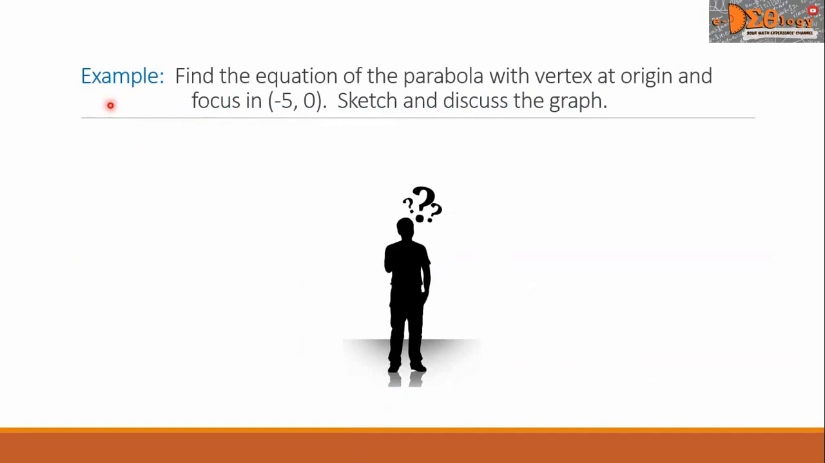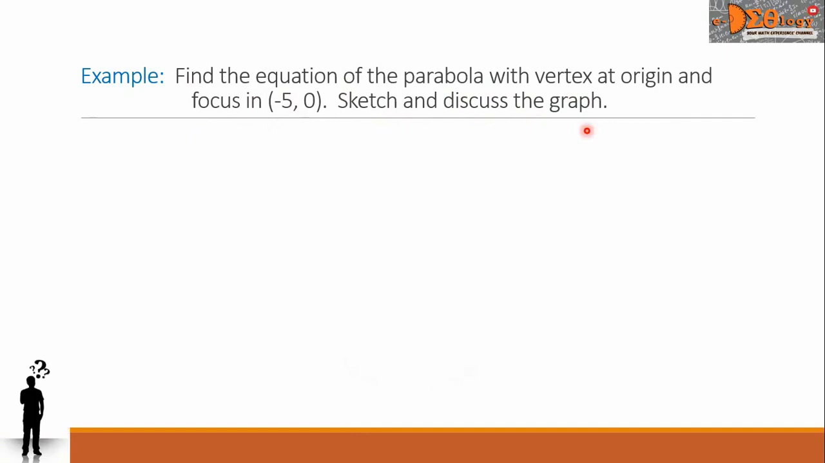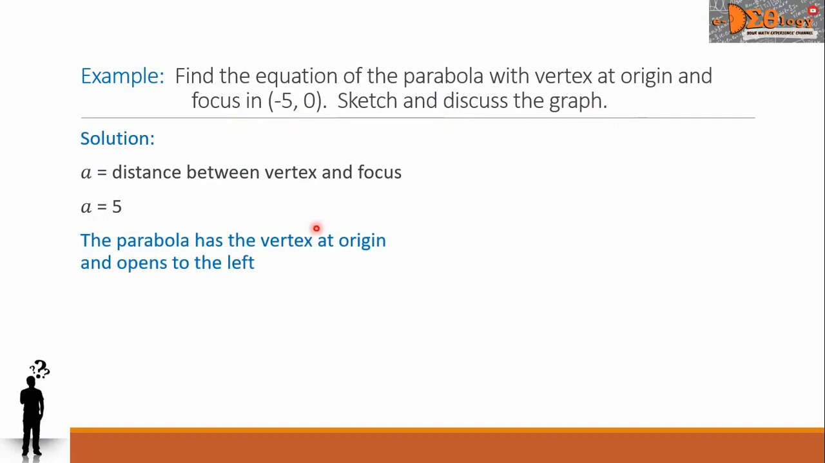Let's have an example. Find the equation of the parabola with vertex at the origin and focus at (-5, 0). Sketch and discuss the graph. For our solution, we know that a is the distance between the vertex and the focus. Since the origin is the vertex and the focus is at (-5, 0), it means a equals 5. From here, we can say that the parabola has its vertex at the origin and opens to the left.